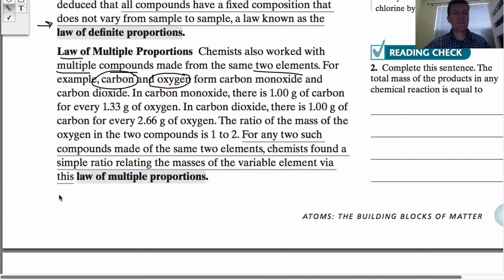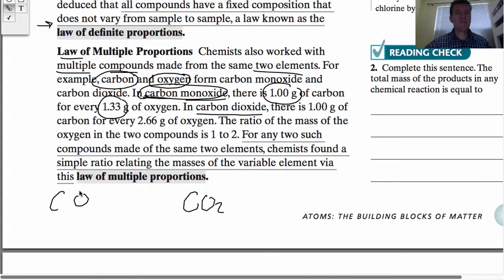So let's say we have carbon and oxygen, two elements, and they make up a compound. One possible compound would be carbon monoxide. The formula for that is just CO, one carbon and one oxygen. Okay? There's another compound that is made up of carbon and oxygen, and that is carbon dioxide, and its formula is CO2. All right? Let's say you have 1 gram of carbon for every 1.3 grams of oxygen in carbon monoxide. This is by mass now. This is not by number of atoms.